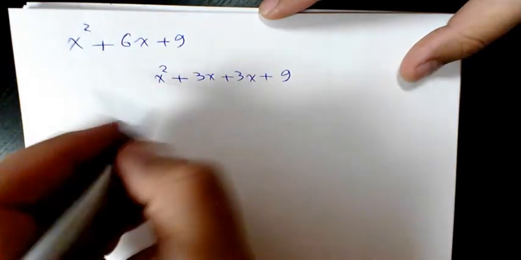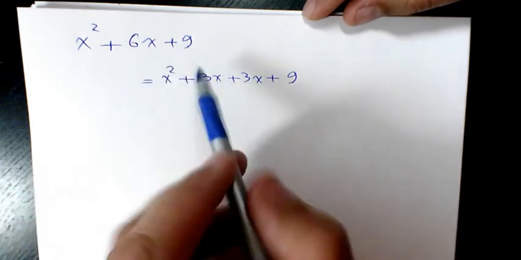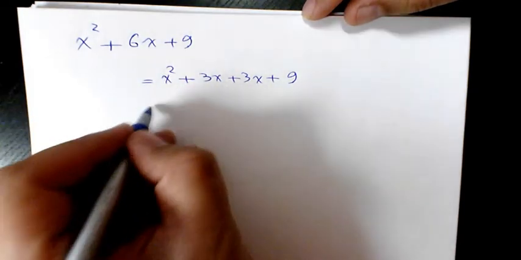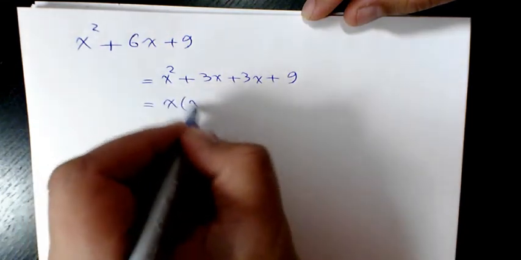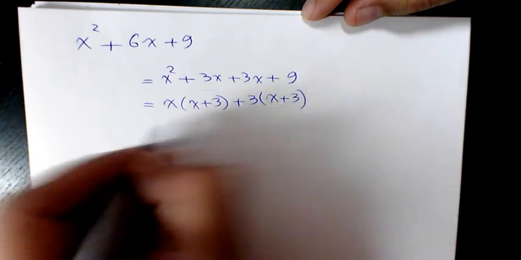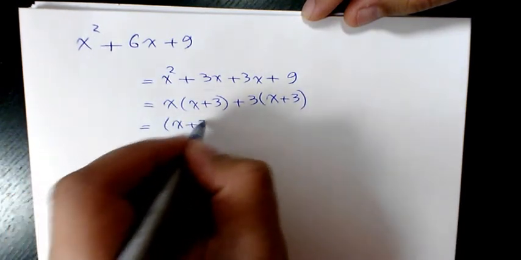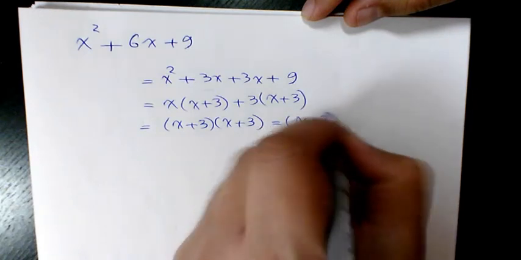We already learned how to factor trinomials. So instead of 6x, I write 3x and 3x. And then we use factoring by grouping for the first two terms and the last two terms. x times x plus 3, 3 times x plus 3. So that's going to be x plus 3 times x plus 3, which is going to be x plus 3 to the power of 2.